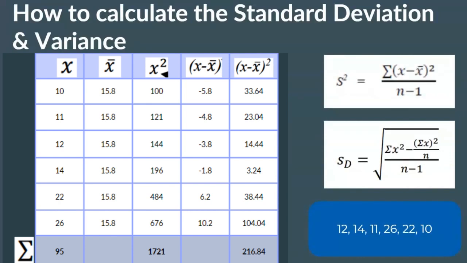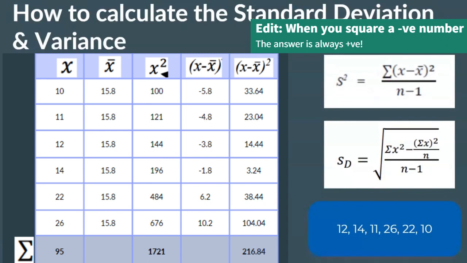Cool. Okay, and then the final column that you need is you simply square that. So you take what you just worked out and you square it. That's literally all you did. So minus 5.8 squared is apparently 33.64, and so on. Okay, and now we magically have everything we need to just plug this into the calculator.